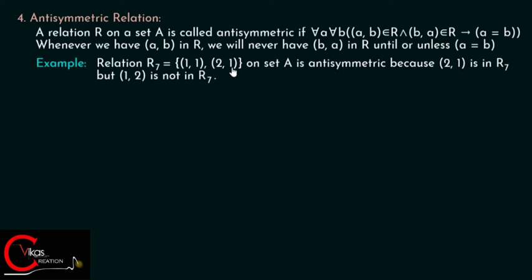If we have (1, 2) in R7, then obviously this relation is not antisymmetric, because for (2, 1) we would have (1, 2) in R7. Currently we only have (2, 1) in relation R7, therefore relation R7 is antisymmetric. Okay friends, this is it for now. I will discuss the rest of the types in the next lecture.